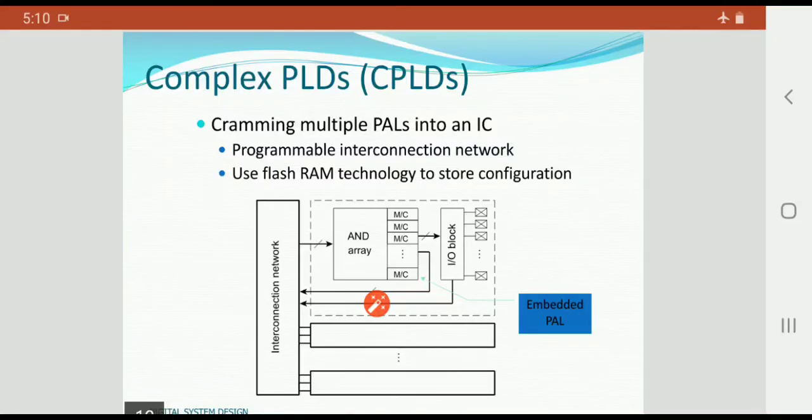With the next topic, that is complex PLDs. In short, we call them CPLDs. So these are the further evolution of PLDs. PLD stands for programmable logic devices. So it consists of multiple PLDs connected together to form a complex PLD.